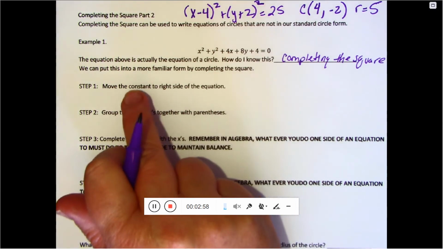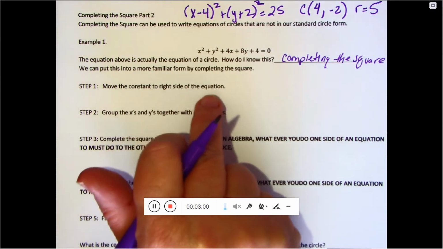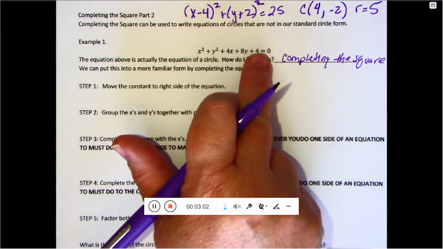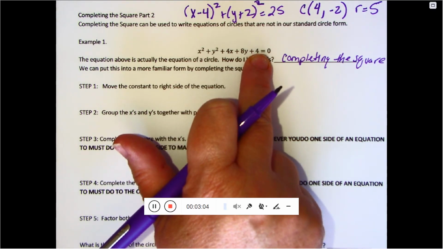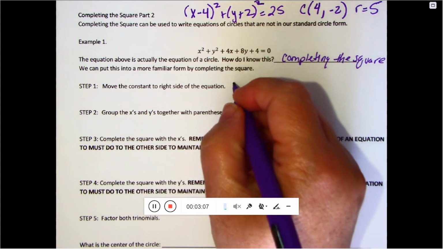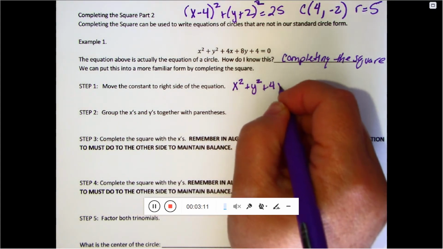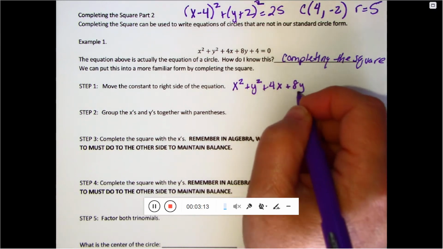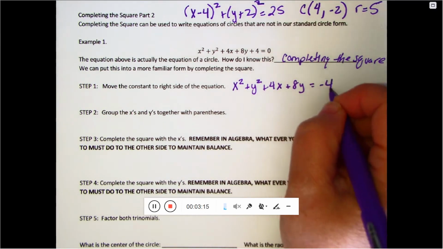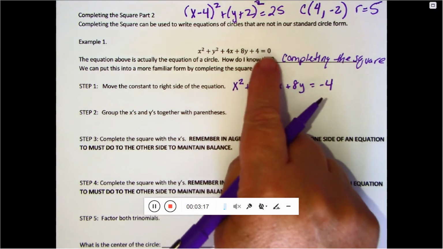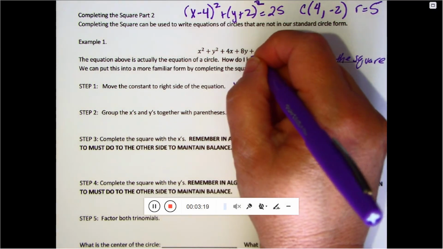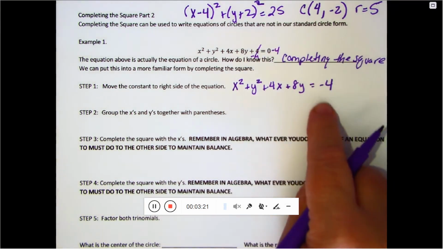The first thing we're going to do is move the constant to the right side of the equation. So this is the constant, the 4. So I'm going to rewrite this equation to be x squared plus y squared plus 4x plus 8y, and I'm going to subtract the 4 from both sides. So I'm going to subtract 4 from there, so it's gone, and I'm going to subtract 4 from there and get -4.